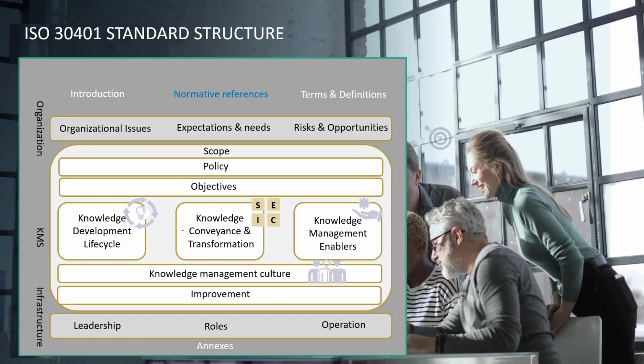As you can see here, it's the ISO 30401 standard structure. You can see organization, infrastructure, and also knowledge management system. And what we are going to talk about is knowledge management culture that is located here. As it is shown here, we can call knowledge management culture a kind of infrastructure for KMS, the system of assimilating knowledge management in the organization.